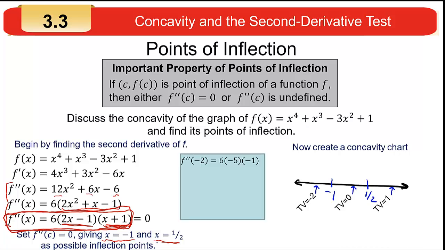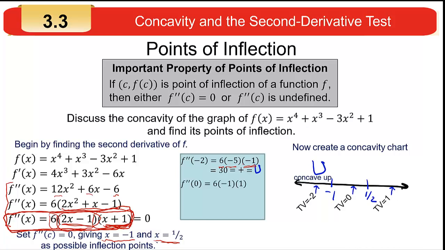It's just easier. For instance, if I plug minus 2 into the second derivative, I'll get 6, that's from here. If I plug minus 2 into the second factor, I get minus 5. And if I plug into the third factor, I get minus 1. And of course, that comes out to be 30. 30 is a positive number. That means that the concavity is up, and I put that on my concavity chart.